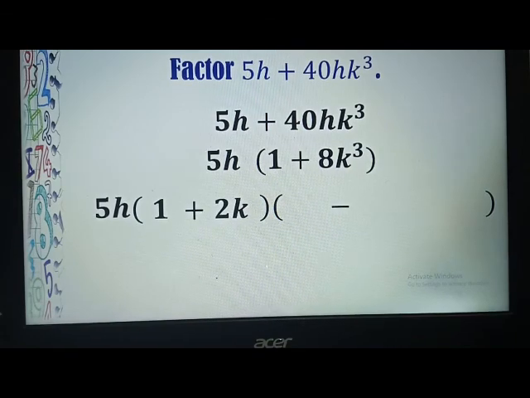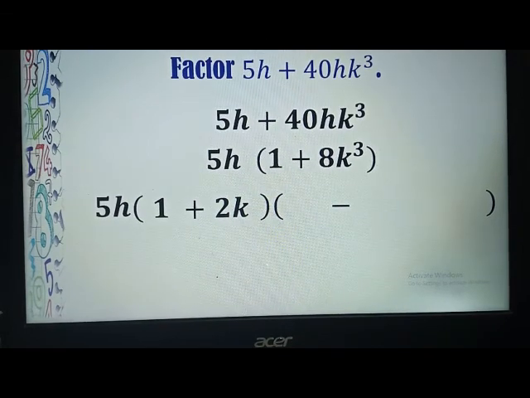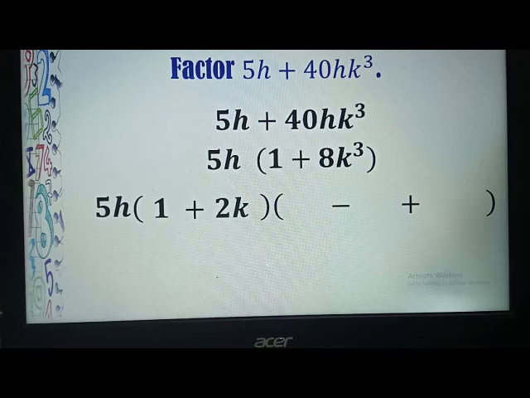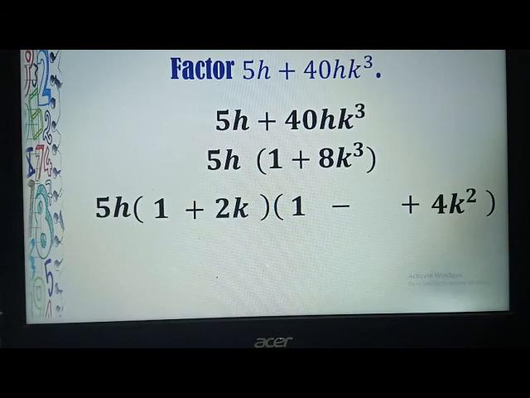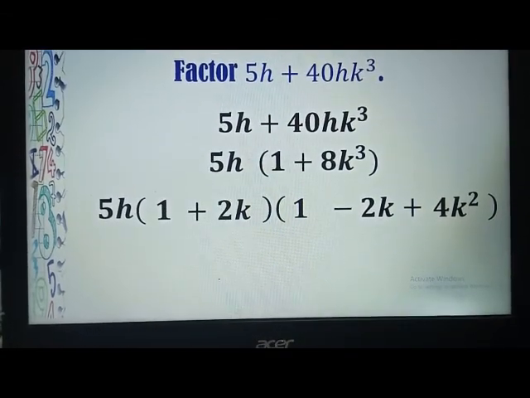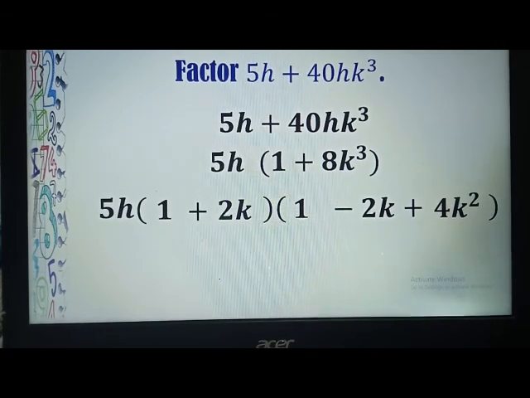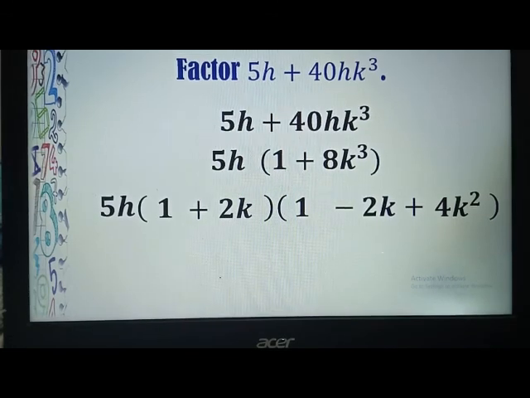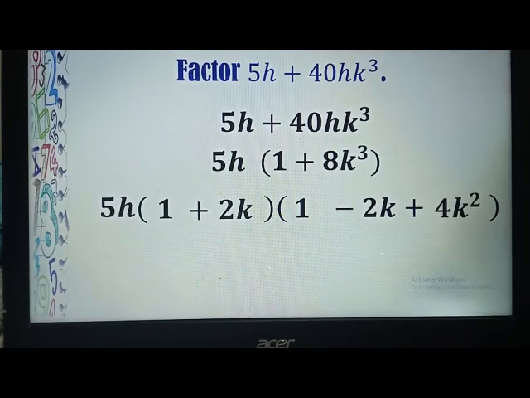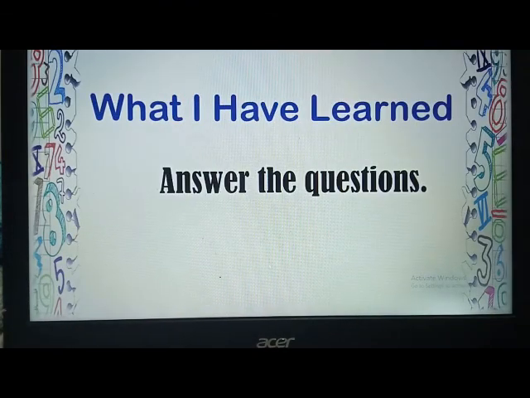It's plus, so we have plus. For the trinomial factor, since the given is plus, this should be minus and then plus. Square of 1 is 1, square of 2k is 4k squared, and 1 times 2k is 2k. So the complete factor of 5h plus 40hk cubed using GCMF and sum of 2 cubes is 5h times 1 plus 2k times 1 minus 2k plus 4k squared.